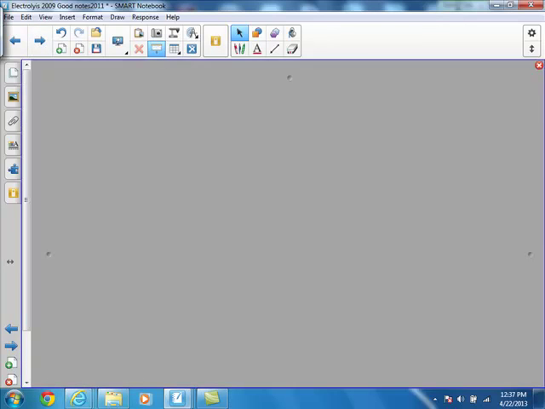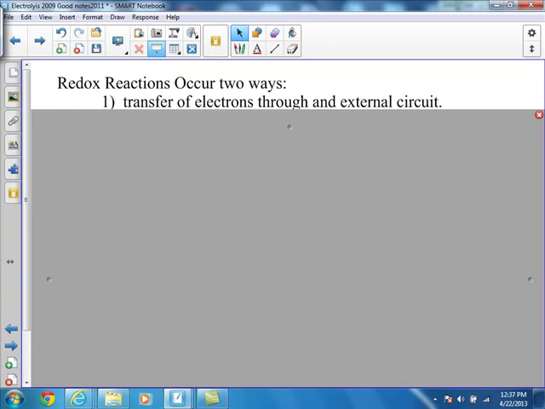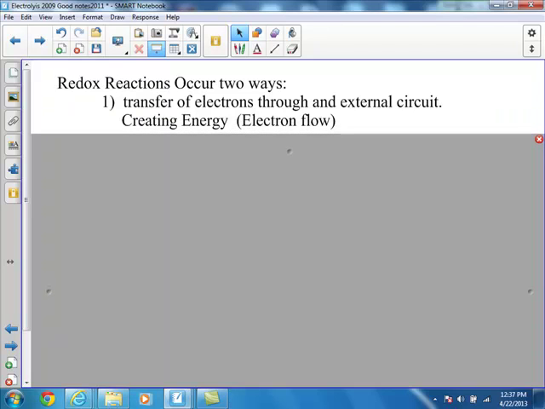Okay, so here's where we're at. Redox reactions occur 2 ways. The way we talked about last week is through galvanic or voltaic cells. And when they do that, there's a transfer of electrons through an external circuit that creates a flow of energy. That's a battery. And we learned last week how to calculate that cell voltage at standard and non-standard conditions. In case you were wondering, that's what we did Friday. We calculated it at non-standard conditions.